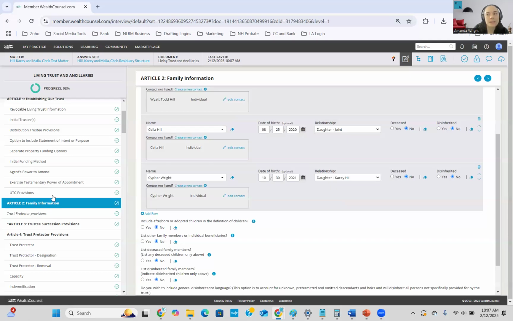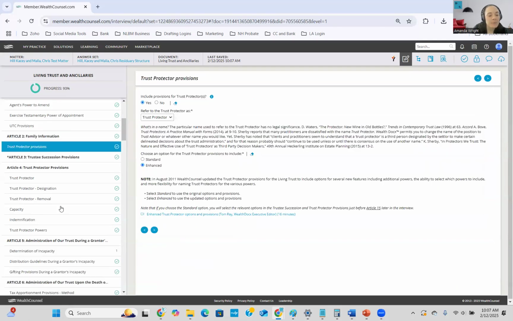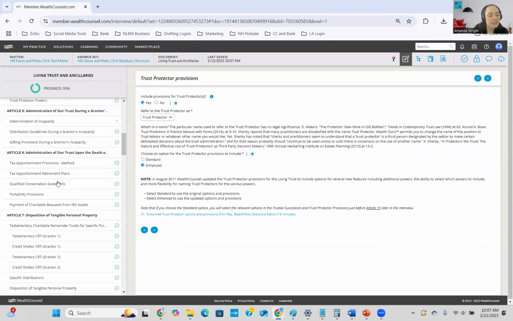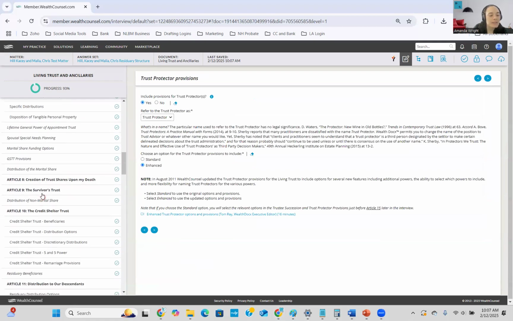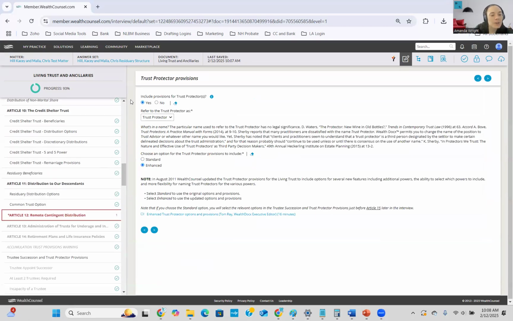They're with their family. And now we're going to navigate down here to the residuary because that is what we are focused on. So this is the survivor's trust. Remember, in this, we've chosen a disclaimer. So everything goes to the survivor's trust with the option to disclaim assets into the credit shelter trust or move them. But now we're going to go down to the residuary, Article 11, distribution to our descendants, and we are going to walk through the residuary options and look at what they look like in Wealth Council.